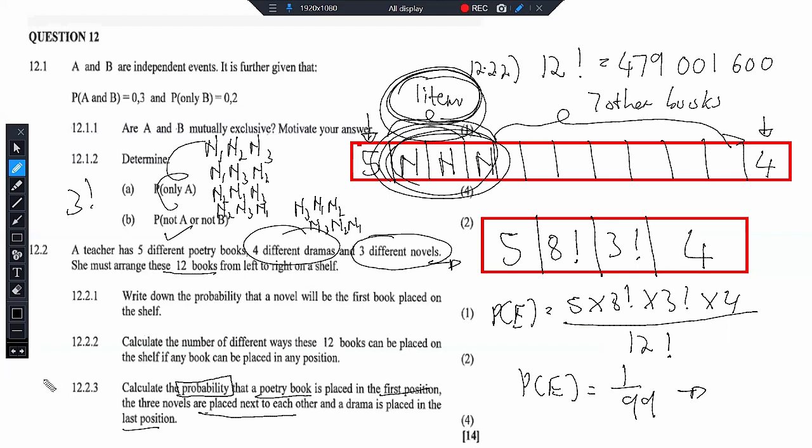So I hope all of this makes sense, guys. And then you are able to just understand the concept of grouping as we are doing these past exam papers. So just make sure you stay in tune. I will still keep on posting more of these questions so that you get to understand them better.